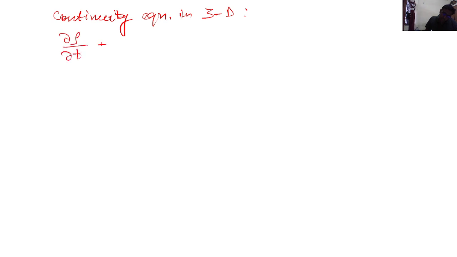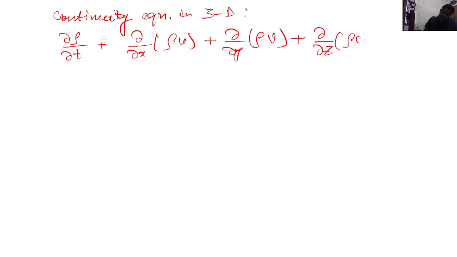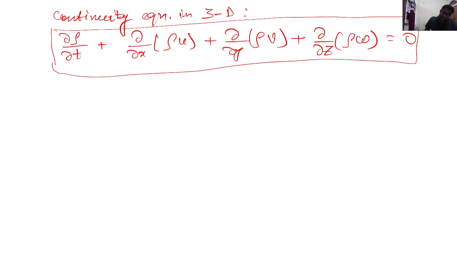Yeah, so from the class we learned that the expression of the continuity equation, which is very necessary for solving these assignments, in three dimensions would look like this in its generalized form: del rho by del t plus del by del x of rho u plus del by del y of rho v plus del by del z of rho w is equal to 0, where u, v and w are the x, y and z components of velocity respectively. So this is the continuity equation for fluids in three dimensions.